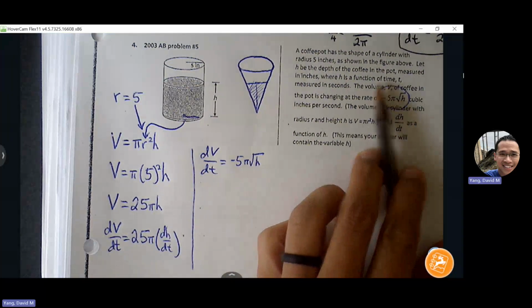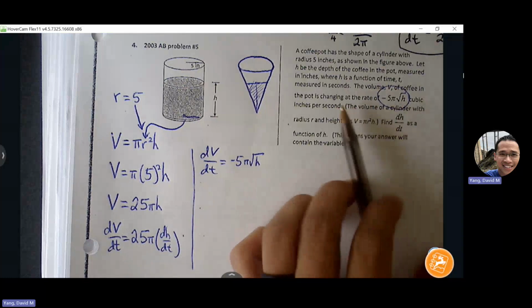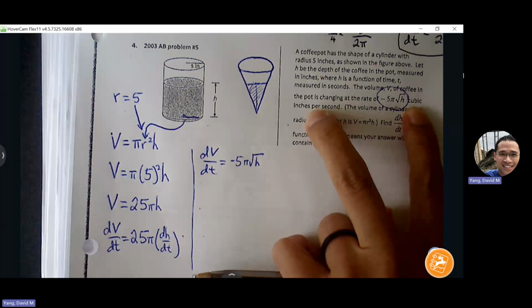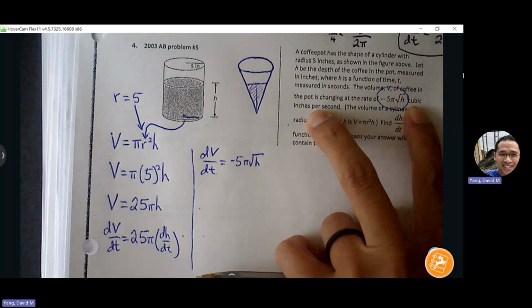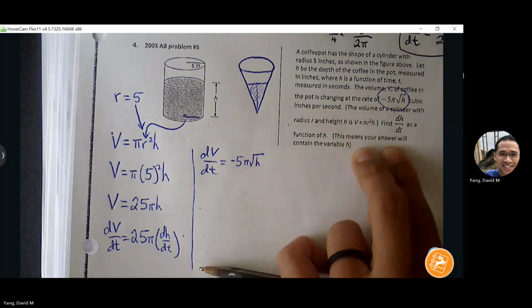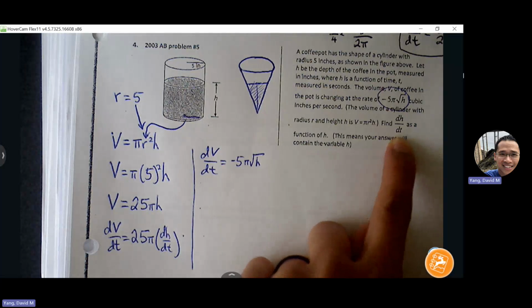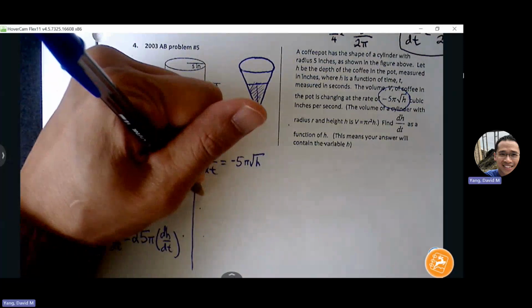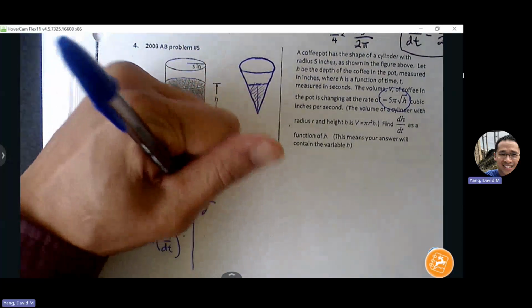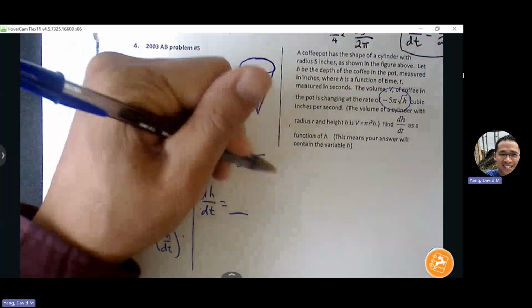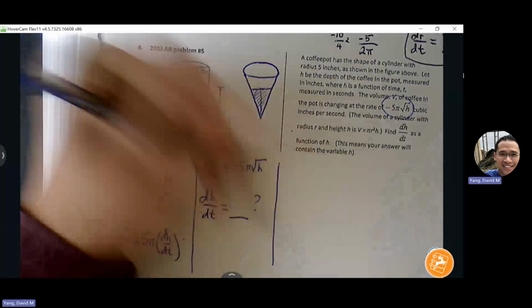They tell us the volume, but even if they didn't, the units of measure are always going to be the most helpful. Cubic inches per second is volume over time. And also find dH dt as a function of H. That just means that when we find our answer, H is going to be in our answer.